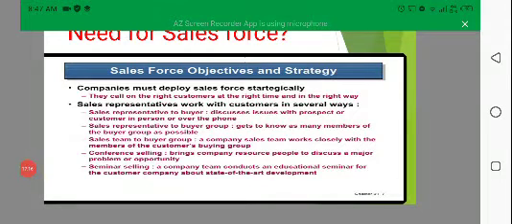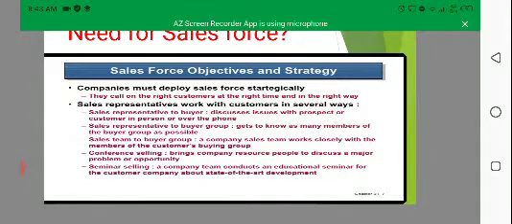So what is the need for the sales force? Companies deploy the sales force strategically because they want to achieve some objective, they want to take some specific jobs from the sales representatives, and they work closely with the sales representative. There is the sales representative to buyer, so they discuss issues and problems. Sales representative to buyer group: getting to know as many of the buyer group as possible. Sales team to buyer: sometimes they visit a whole team closely working with the consumers of big companies. And conference selling: bringing company resource people to discuss a major problem or opportunities. And sometimes they conduct seminars as well.